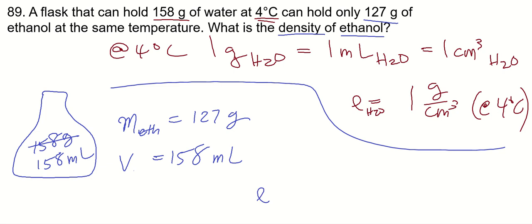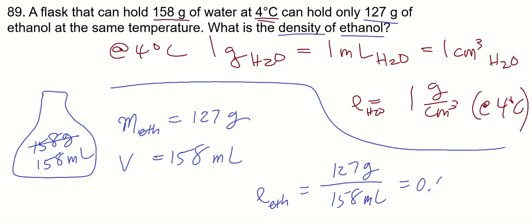So the density of ethanol is 127 grams over 158 milliliters. You've got to punch those numbers in. Don't leave your answer like that. 127 divided by 158 is 0.803, peeking at the next number.